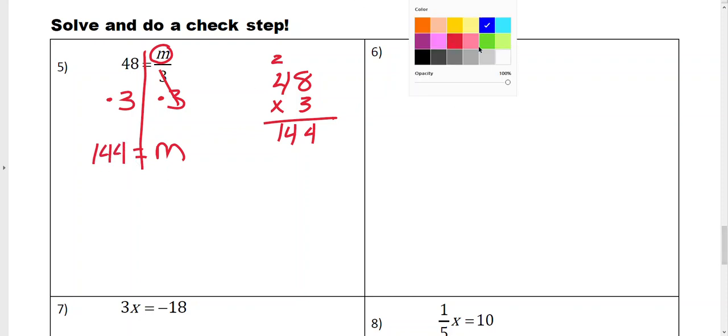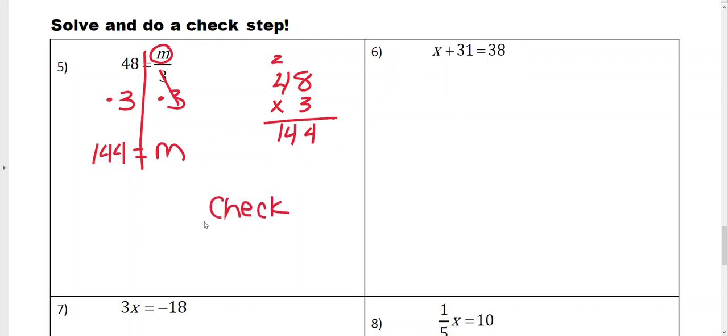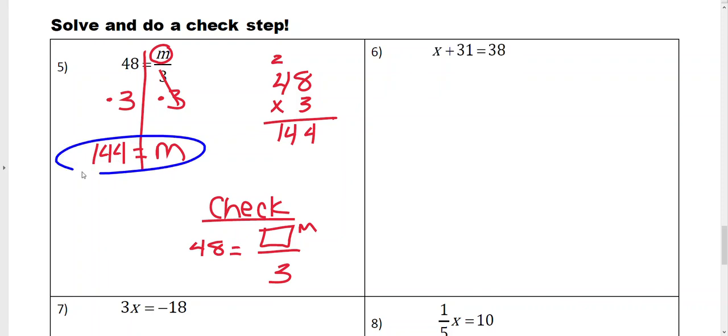Now if I do the check step, I'm going to rewrite the problem exactly as it is. 48 equals, but I'm going to put a blank where the m should go, over 3. We said m was 144, so I'm going to plug that in here.